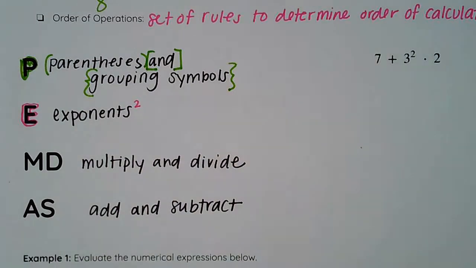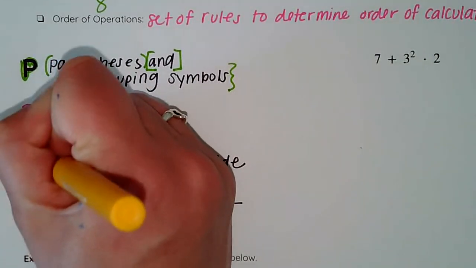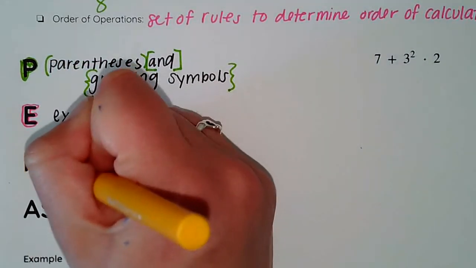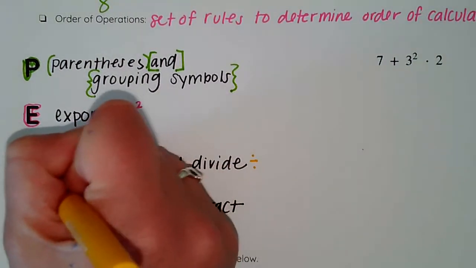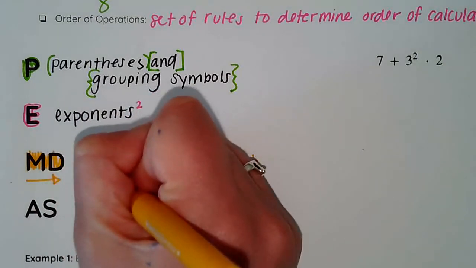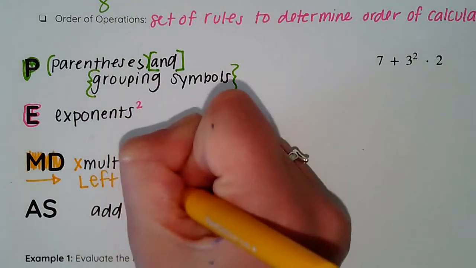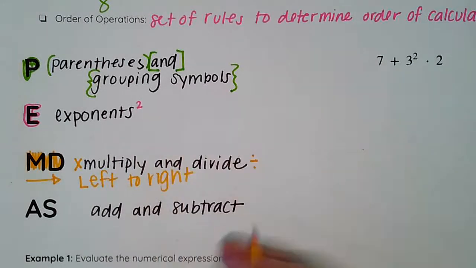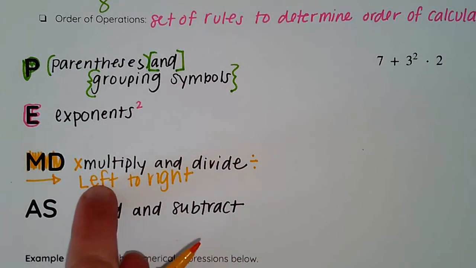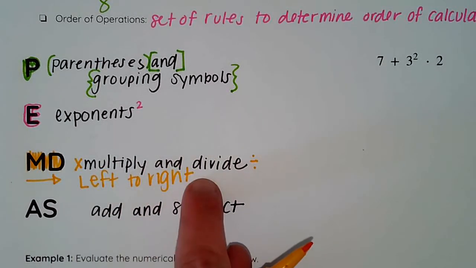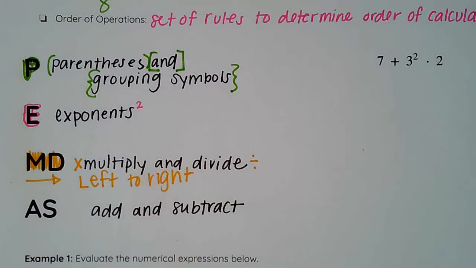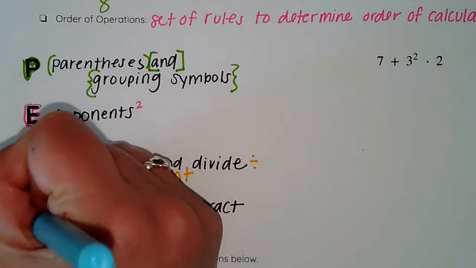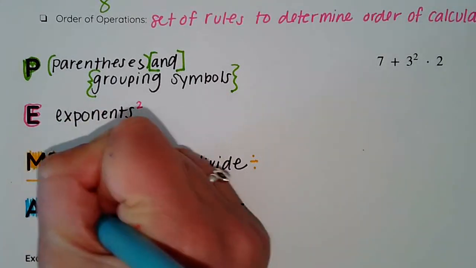Next, we have our multiplication and our division. Remember that with our multiplication and division, we move left to right. So it doesn't matter which one comes first if we're looking at an expression. Whichever one comes first, when we look left to right, we do the left one first. So it doesn't matter if it's multiplication, it doesn't matter if it's division, whichever one it is we do first. And lastly, we've got our adding and subtracting.